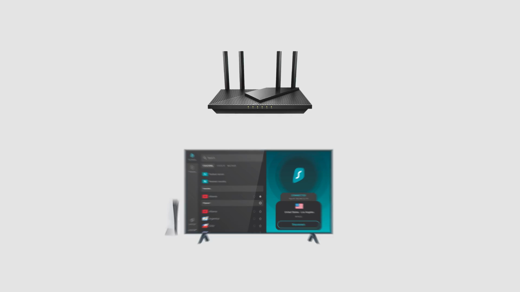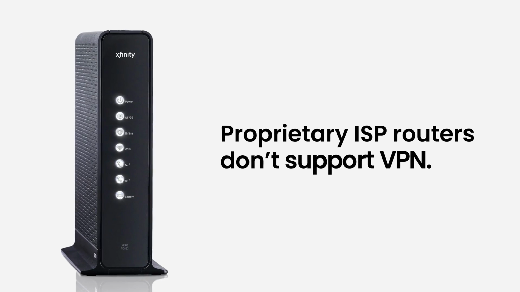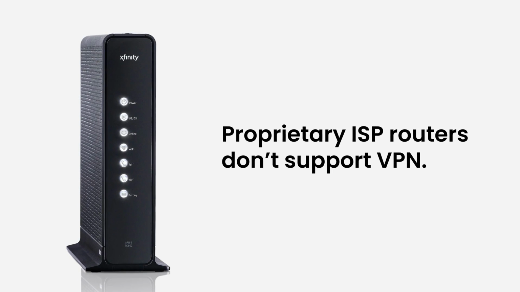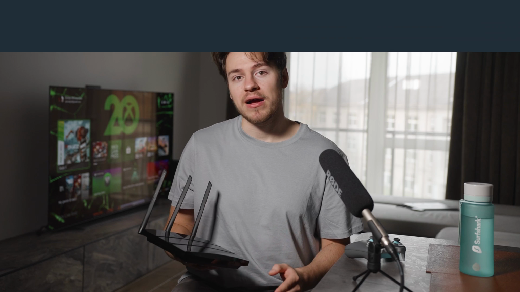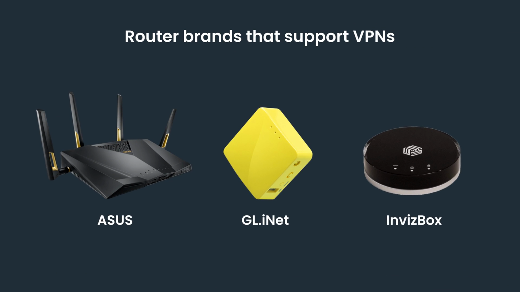With this method, your console and other devices connected to your router's Wi-Fi network will automatically have a VPN. However, one important caveat to remember is that not all routers support a VPN. For example, a lot of proprietary ISP routers don't support a VPN due to very limited router firmware. That being said, there are specific router brands and models that do support a VPN right out of the box. Some examples include routers from Asus, GL.iNet, and Invizbox.